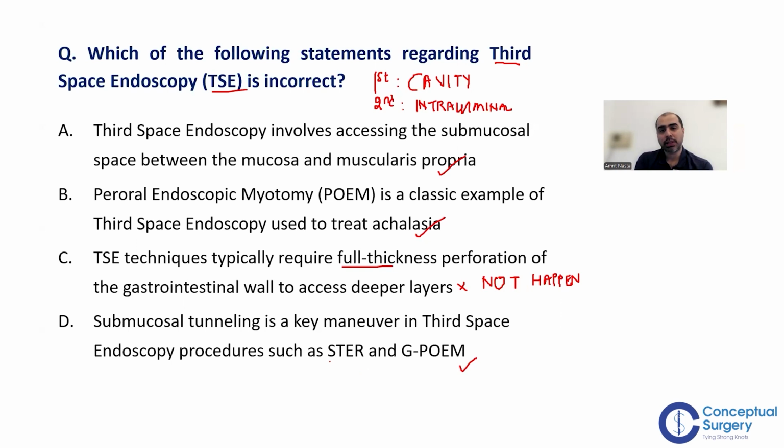And these procedures, STER, G-POEM. STER is basically a technique for removal of submucosal tumors, like a cyst or a leiomyoma. Leiomyomas can be removed by STER technique. G-POEM is gastric POEM for gastroparesis and gastric disorders, right? So these are some of the third space endoscopies that you should know about.